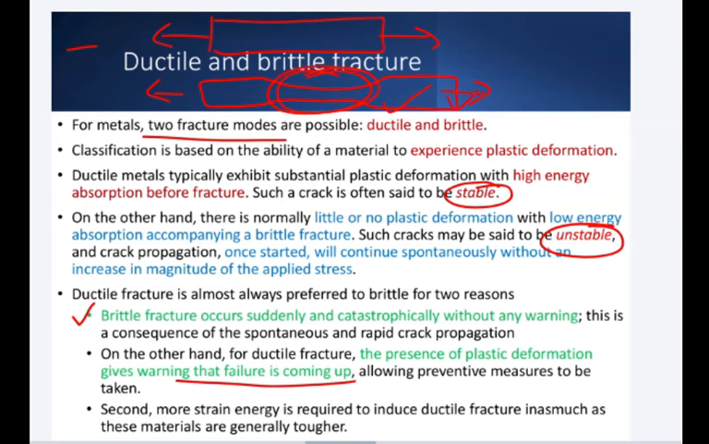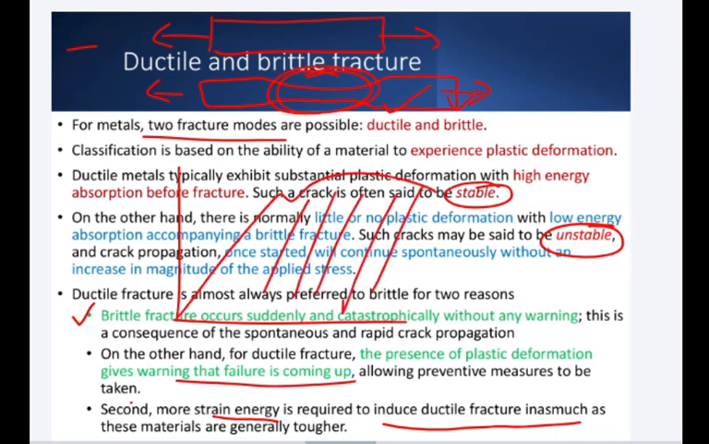The second reason is that more strain energy is required in ductile fracture, and as such these materials are generally tougher. Why? If you see the curve for the ductile material, we have this type of curve. You find all this area, this is the material toughness. While for the brittle material, we see this type of curve, only up till here and then it breaks. This is the toughness. So here we have much toughness, more energy is absorbed by the material, while here very little energy is absorbed.